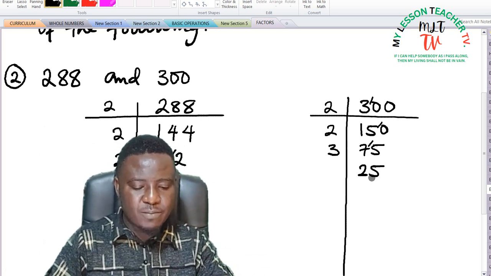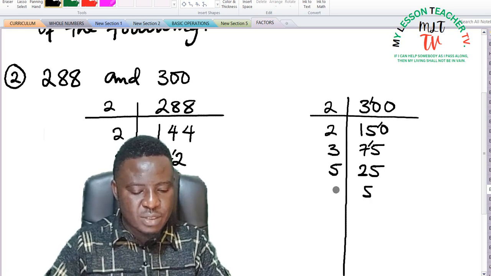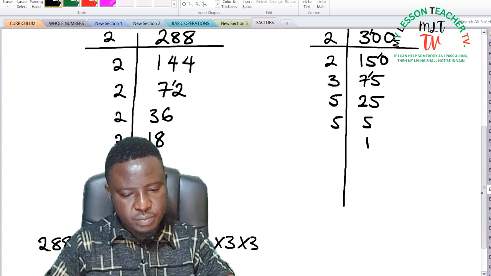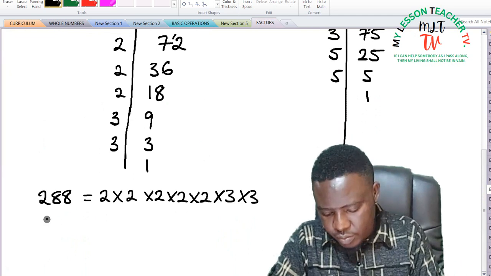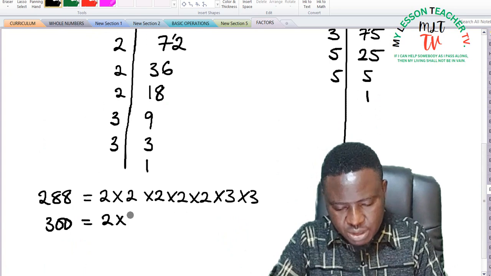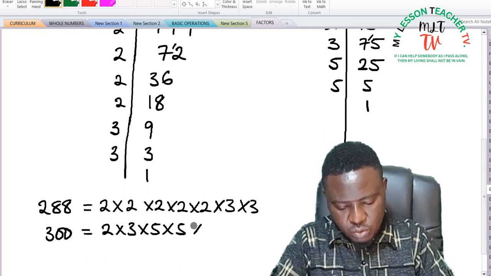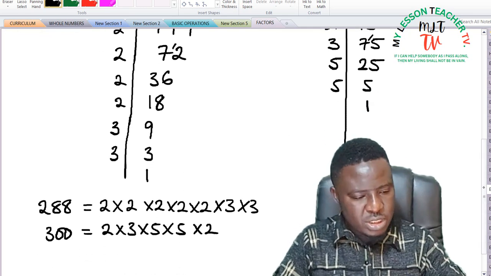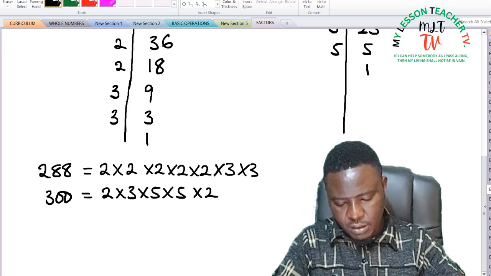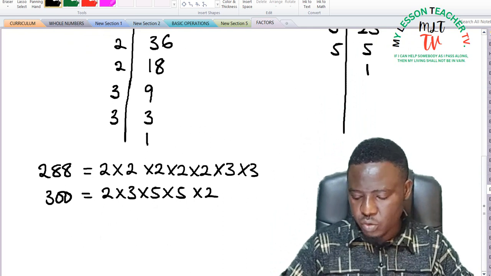So you test the next prime number, which is 5. 5 into 25 is 5 times, and 5 into itself is 1. So that 300 can be expressed as 2 times 2 times 3 times 5 times 5. I hope that is okay. So these are the prime factors of 300 and 288.